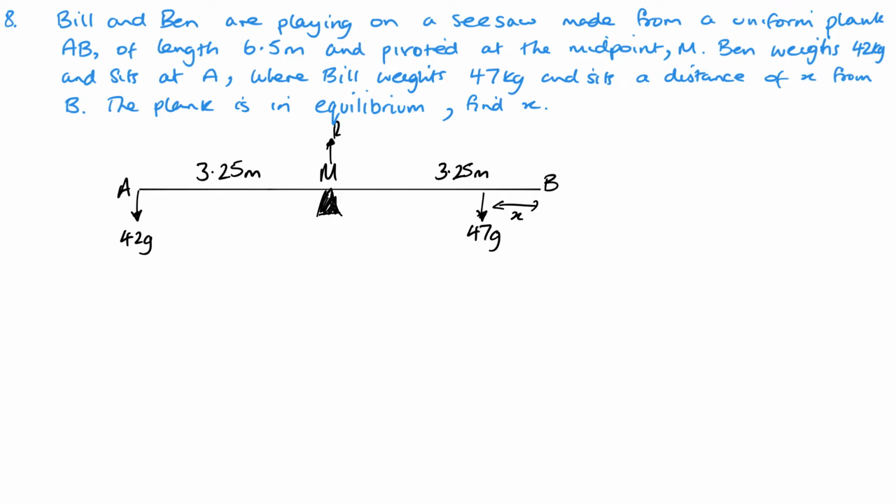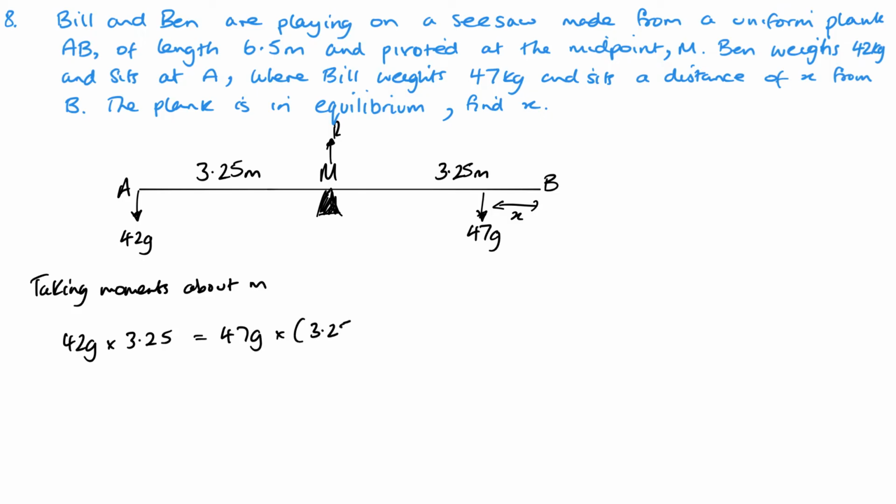So there's kind of 2 ways really of approaching this question. So if I take moments about M, then in my anti-clockwise direction, I've got 42g times 3.25. And then in my clockwise direction, I've got 47g times 3.25 minus x. Okay, if you want to, you could call that distance, say, distance y, and then find it out afterwards. So that might be another way in which we can do this a little bit easier. So let's maybe do that if you want.